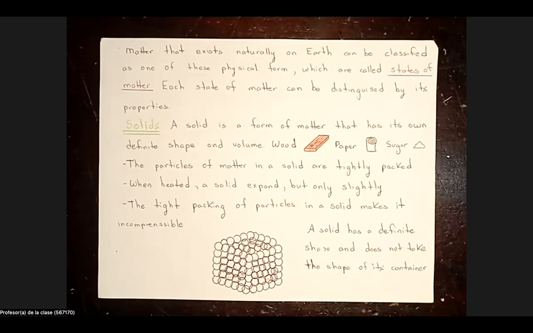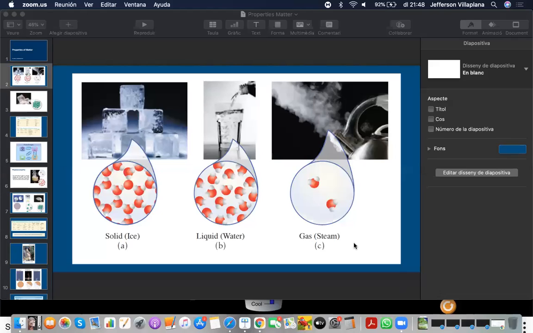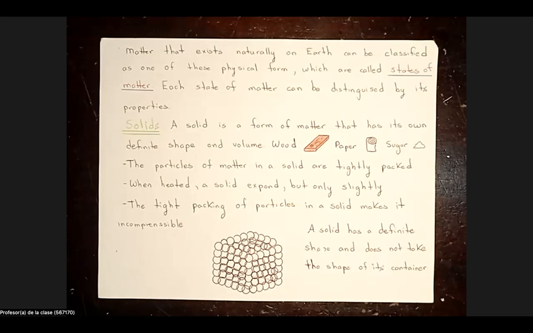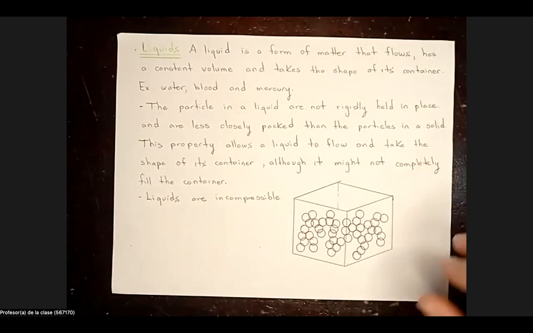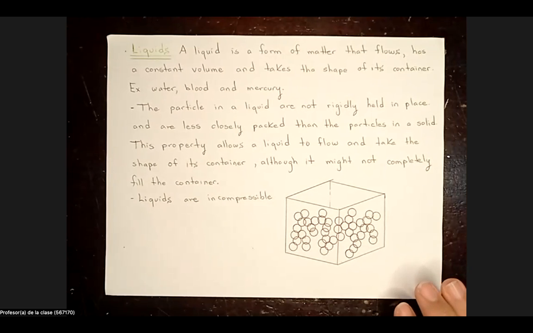I have the liquid. Liquids. Okay. A liquid is a form of matter that flows, has a constant volume, and takes the shape of its container. So for example, we have here water, blood, and mercury. Recall, mercury is the only metal that is liquid at normal temperature. I don't know, normal temperature will be 20 degrees, for example, 20 Celsius. Is the only one that is liquid.